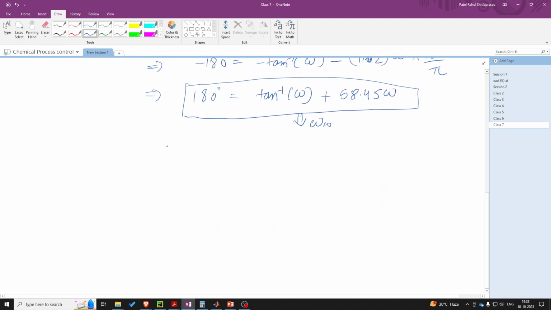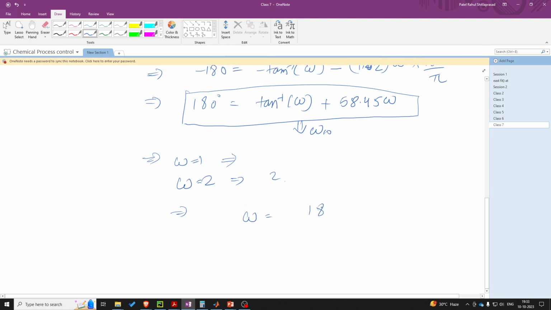That is, just put the value of omega equal to 1 and then check whether the equation is being satisfied. Then put the value of omega equal to 2 and then check if the equation is satisfied or not. You can use this approach, or you can also use this fixed point iteration. So that is basically, you can write omega as 180 degree.